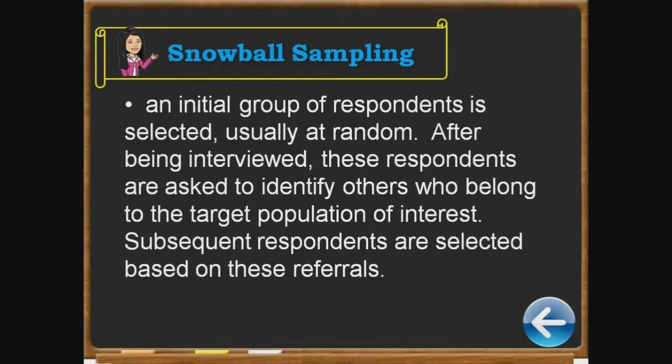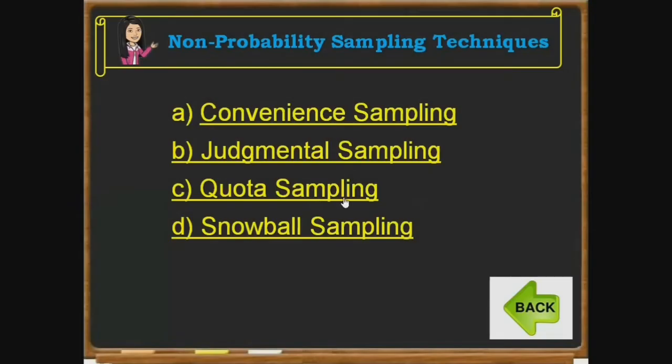Eh, syempre, sa klase ko, 2 lang na may working students. So, paano ako magkakaroon ng 10 kung kailangan ko 10 or marami? So mag-aasa ako dun sa mga working students ko na mag-refer sila ng iba pang working students na pwede magsagot ng survey ko. So, referral. So, from their referral, makukompleto ko yung sample data. So, we're done with this non-probability sampling techniques.